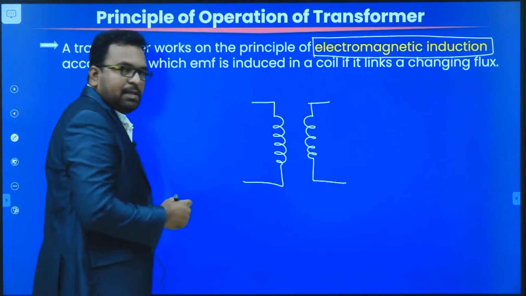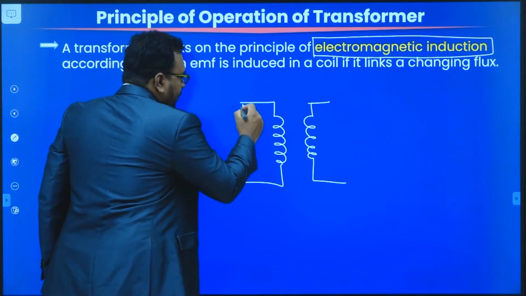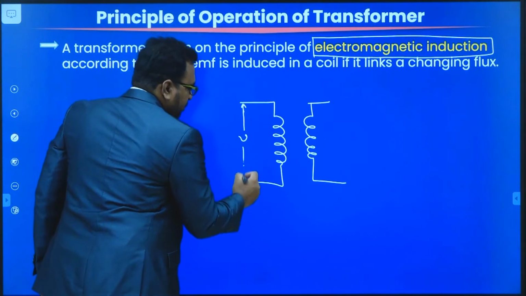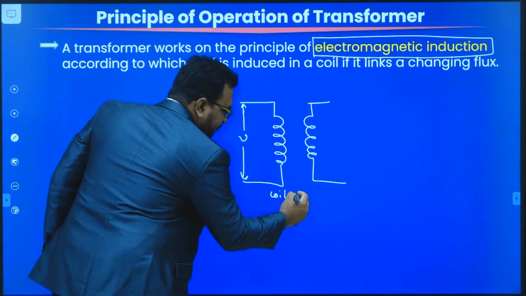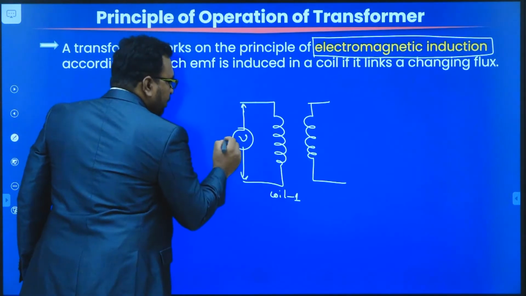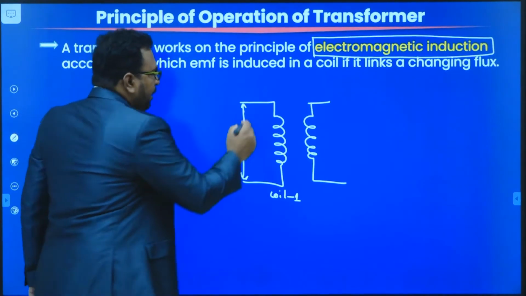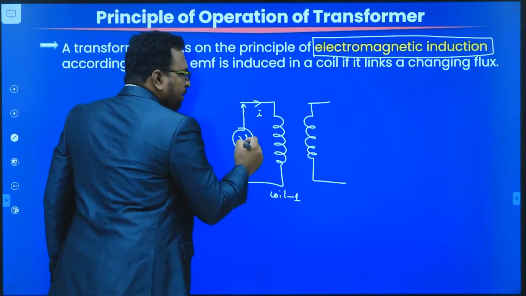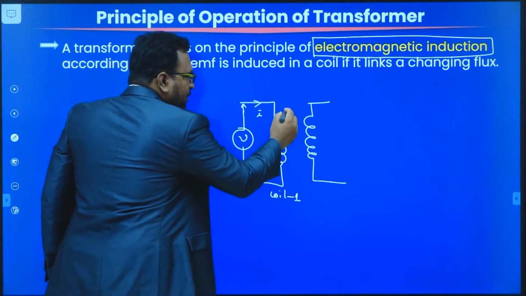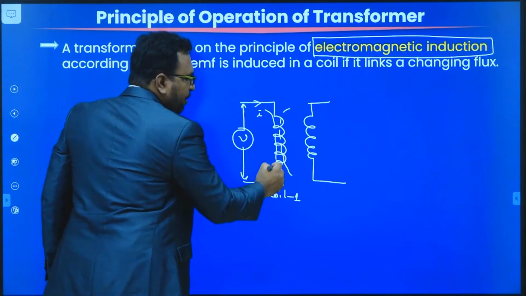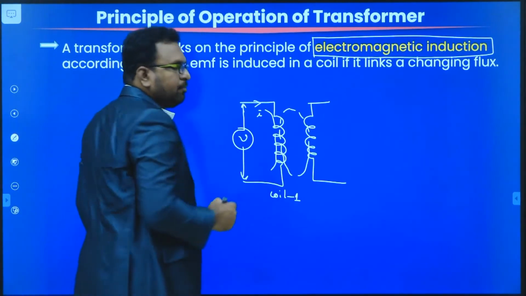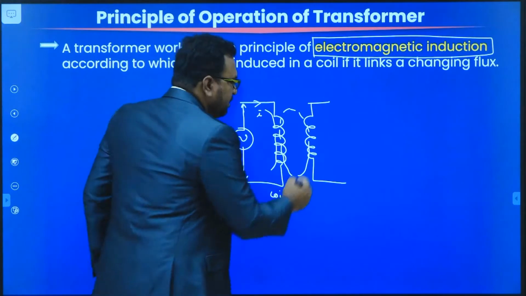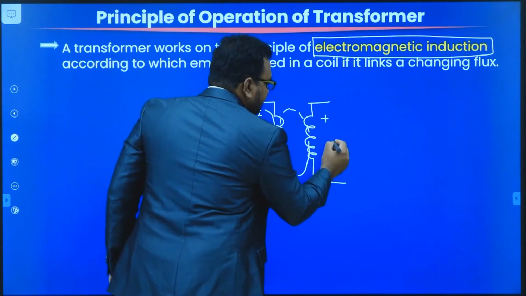Let us consider two coils. Apply a voltage to the first coil. So this is coil 1. When you apply an alternating voltage to coil 1, an alternating current will flow through the coil 1. Because of this alternating current, a flux will be produced around the coil. Some of the flux links with the coil 2, and because of this changing flux, an EMF will be induced.